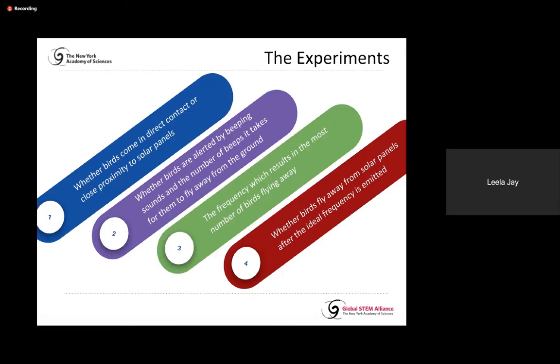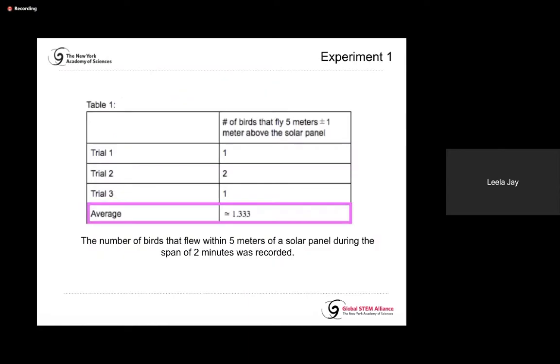In the third experiment, we figured out the frequency which was most effective and resulted in the most birds flying away. And the fourth was putting together all of the conclusions from the previous 3 experiments and seeing if our solution actually worked. Could we move to the next slide?